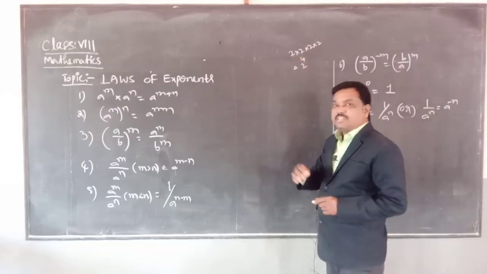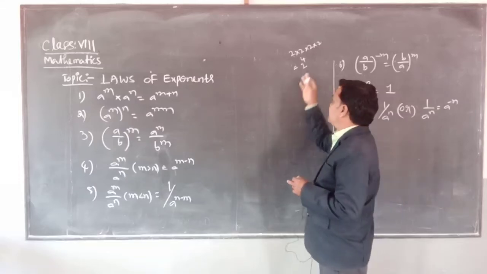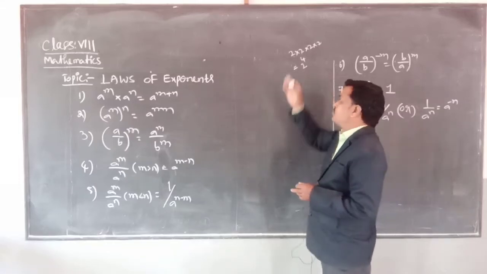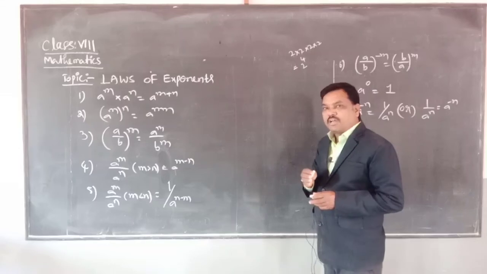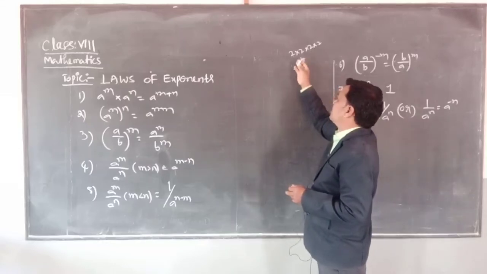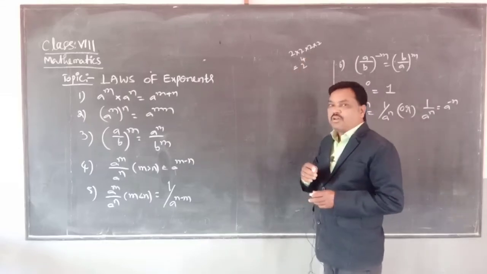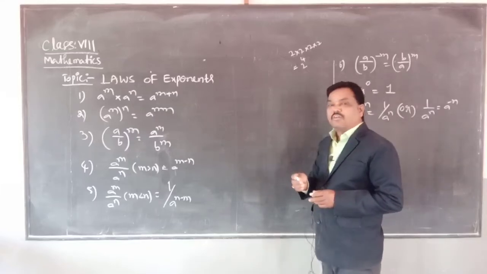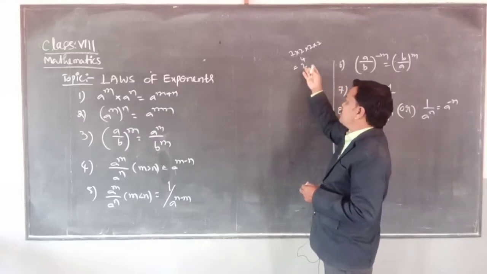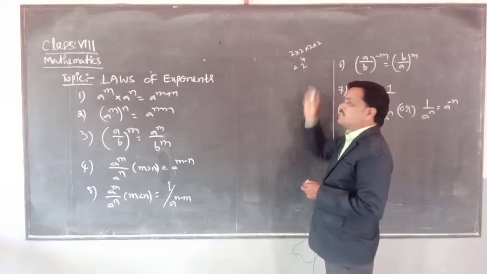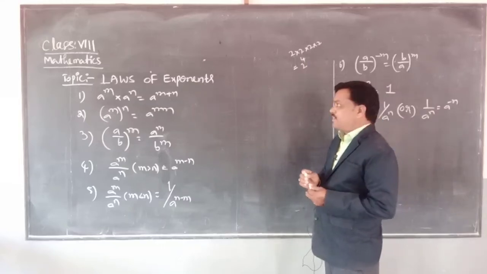The number which is multiplying itself is called the base. So here 2 is multiplied by itself 4 times, which we write as 2 raised to the power of 4, or we can say 2 to the power of 4. In this, 2 is called the base, and 4 is representing the power.